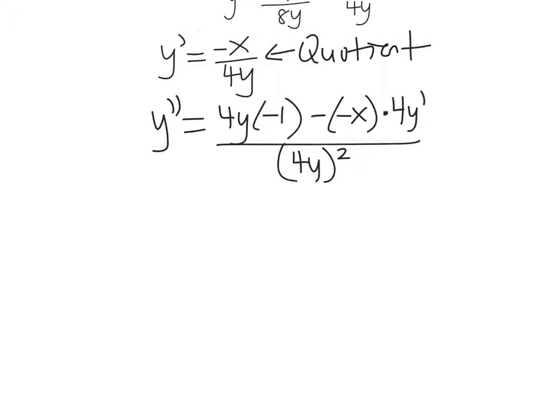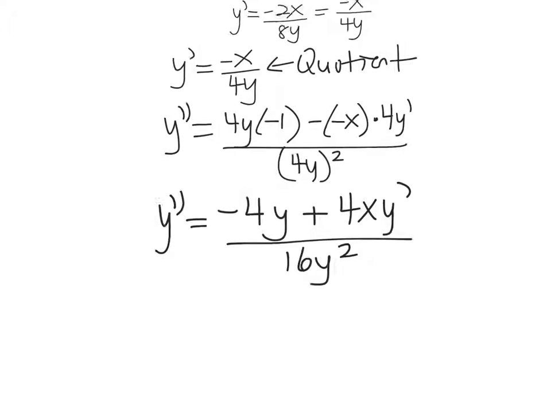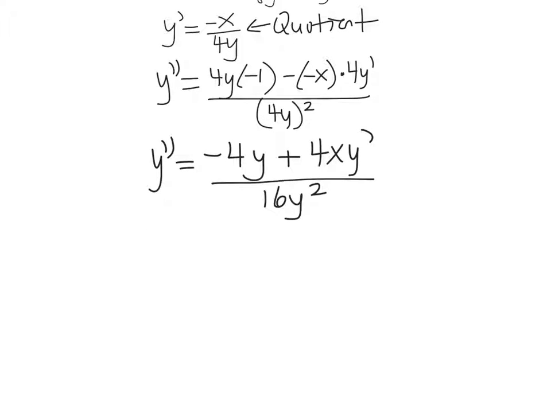Okay. So now we've got to fix all this. Are you ready? You're going to be amazed at how this fixes. All right, so we have y double prime equals, I have a negative 4y plus 4xy prime over 16y squared. Is everyone okay with my algebra skills? You followed that okay? There's a negative moved out front, negative, negative makes a positive. Okay, so now we can't leave it like this.